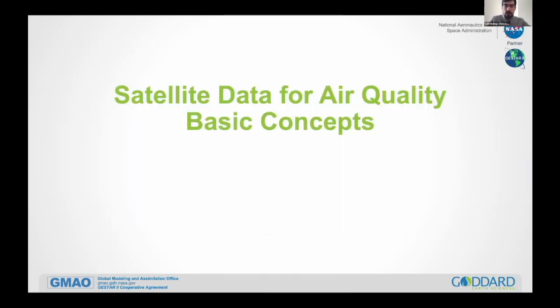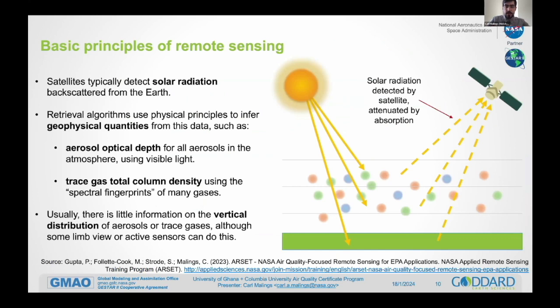So that was a broad overview of why NASA is working with air quality and the kinds of work that we do. I'm going to focus now specifically on satellite data for air quality, and I'll start off with the basic concept. The basic principle by which most of these instruments are collecting information relevant for air quality is known as remote sensing, or typically passive remote sensing.